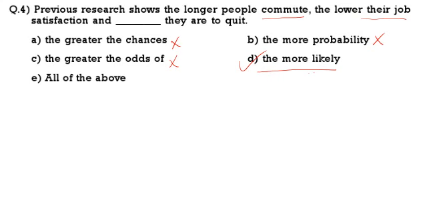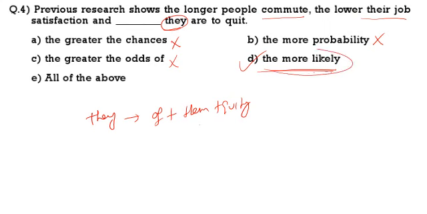As they should be followed by a gerund. Gerund means of plus them plus quitting. So here A, B, C are incorrect. So we should use which one? The more likely. The more likely they are to quit. So here we are using 'they'. So 'the more likely' is the correct one.